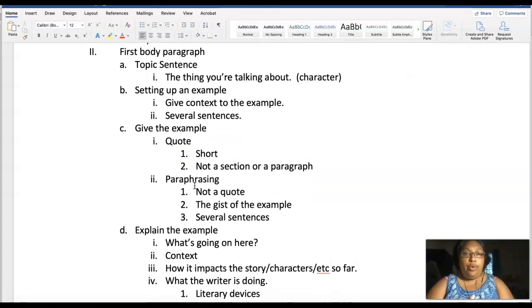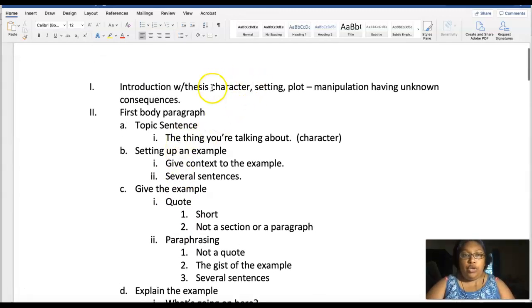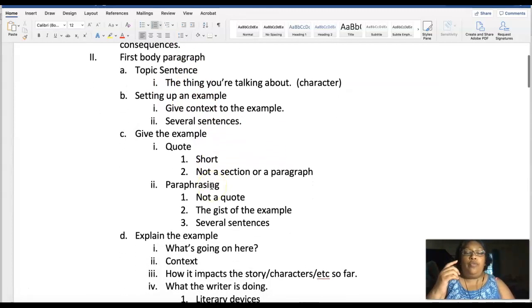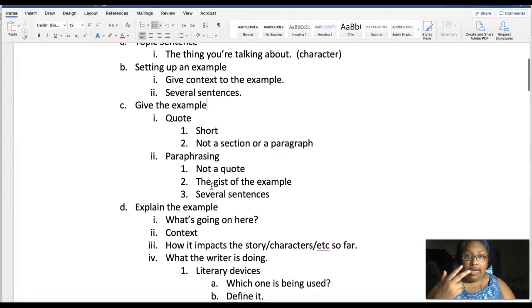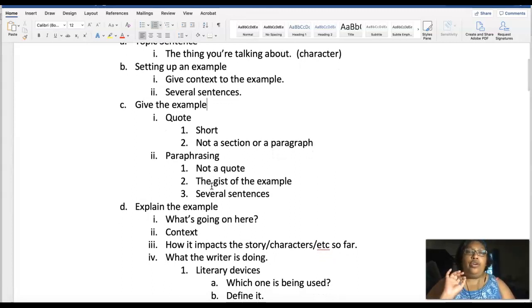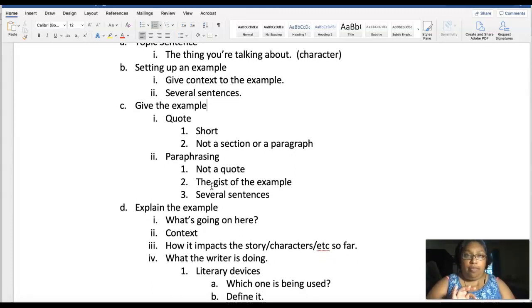Your first body paragraph, your second, and your third are all going to follow the same structure. The only thing that's different is what you're talking about. Since in our thesis we know we're going to list character, setting, and plot in that order, we're going to talk about each one of those things in the paper in that order. You're going to talk about character, setting in that second body paragraph, and plot in that third body paragraph.